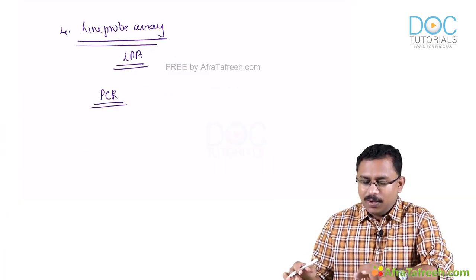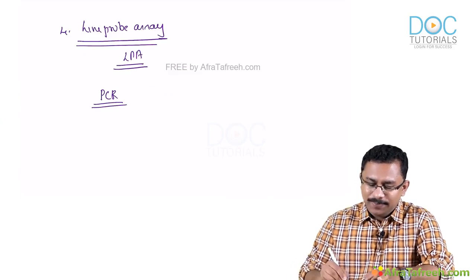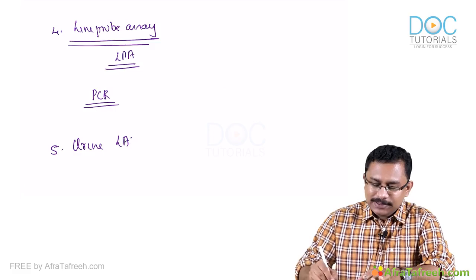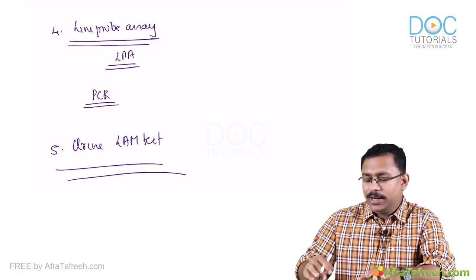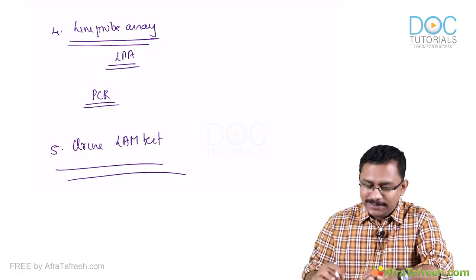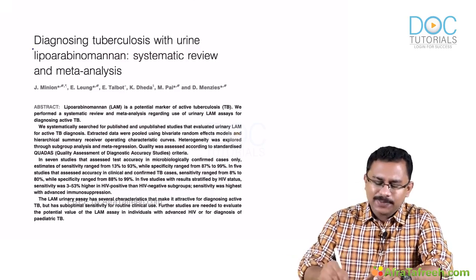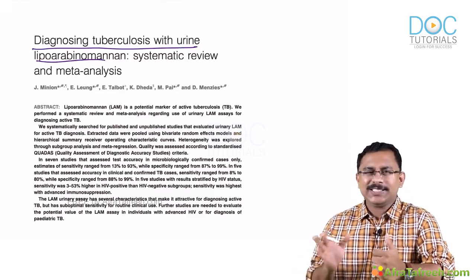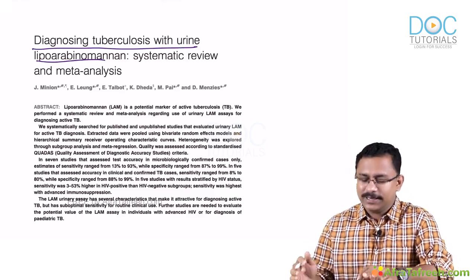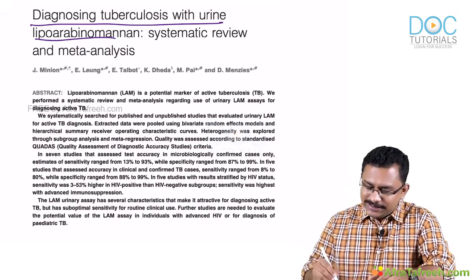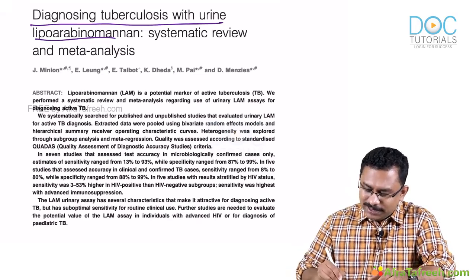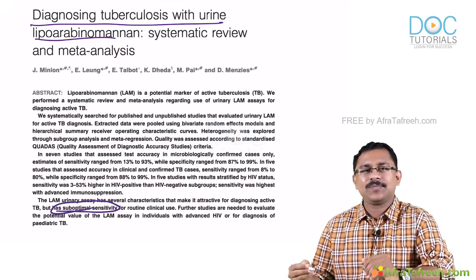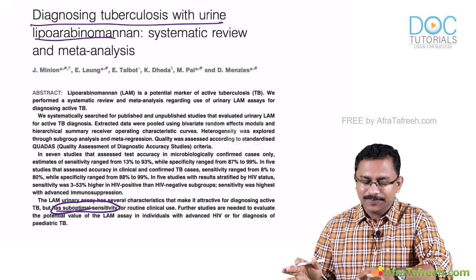Now, other than the line probe assay, the fifth one is a urine LAM test, which is your urine lipoarabinomannan test. That again has been tested for in the diagnosis of tuberculosis, especially those with HIV TB co-infection. The problem with this is that it is useful, but suboptimal sensitivity is an issue with your urine LAM test.